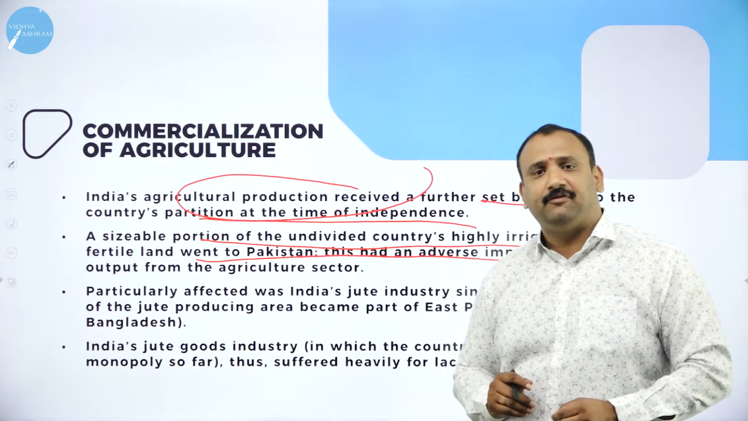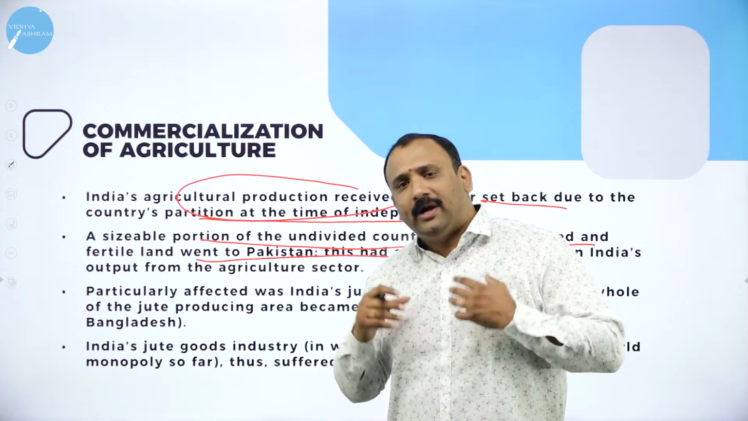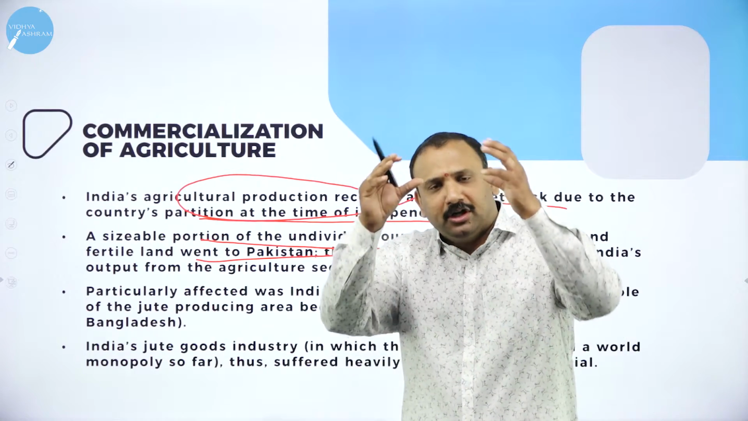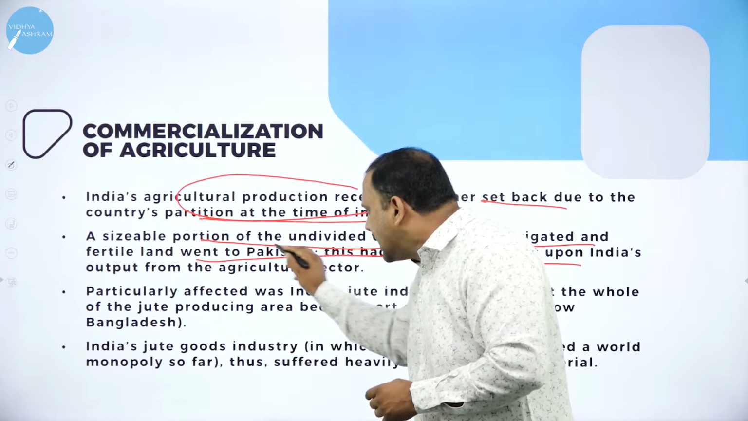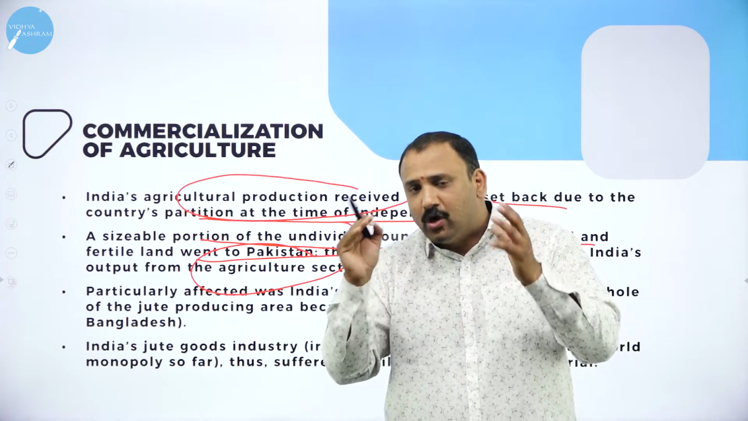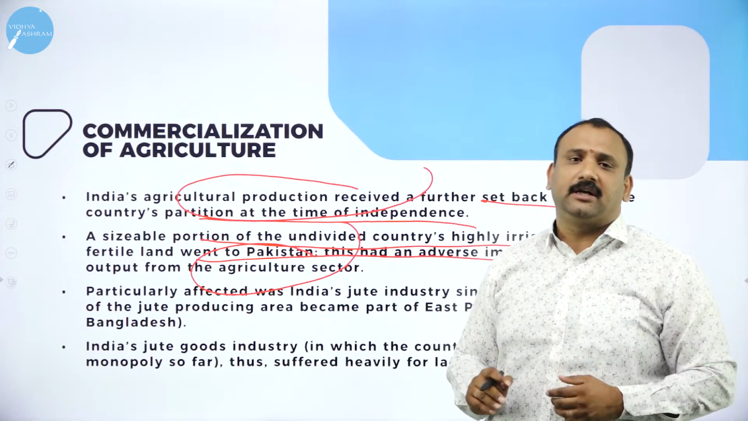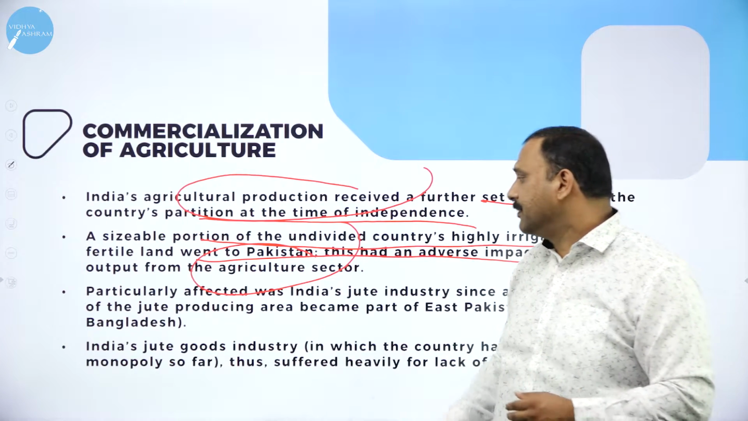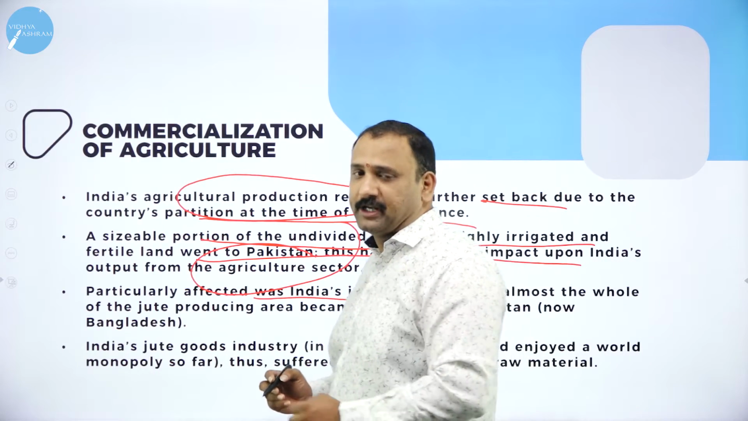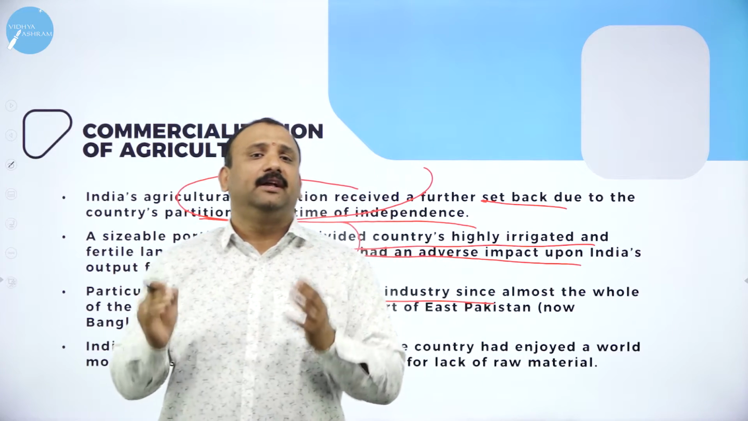Already our country was suffering. Already our country was in a scenario where they were not able to come out, where they were facing a severe challenge, facing severe factors of demonetization. But then this agricultural setback of land going to Pakistan's hands and our losing the irrigation factors, the irrigated land, the well fertile lands, made the conditions even worse. Now, particularly India's jute industry, which was one of the most important industries at that point of time, went to East Bengal, that is Bangladesh today.